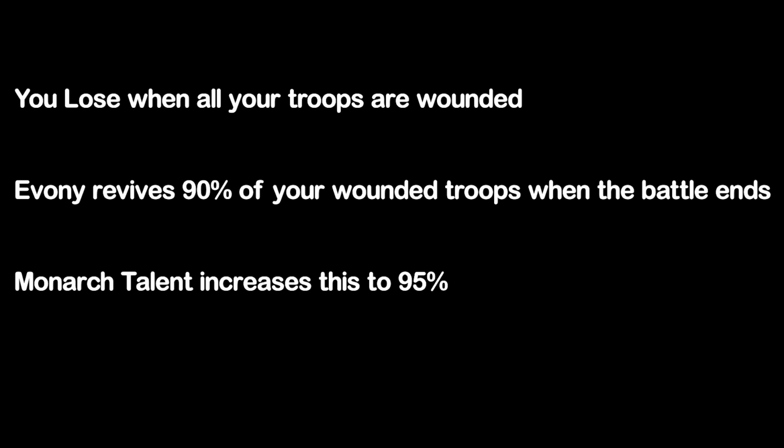Evony is really just saying, okay, you lost 1 million troops. We're giving you 90% back. And that way you only lost 100,000 troops. If you had the monarch talent, that would change from 100,000 to 50,000. And that's all it does.